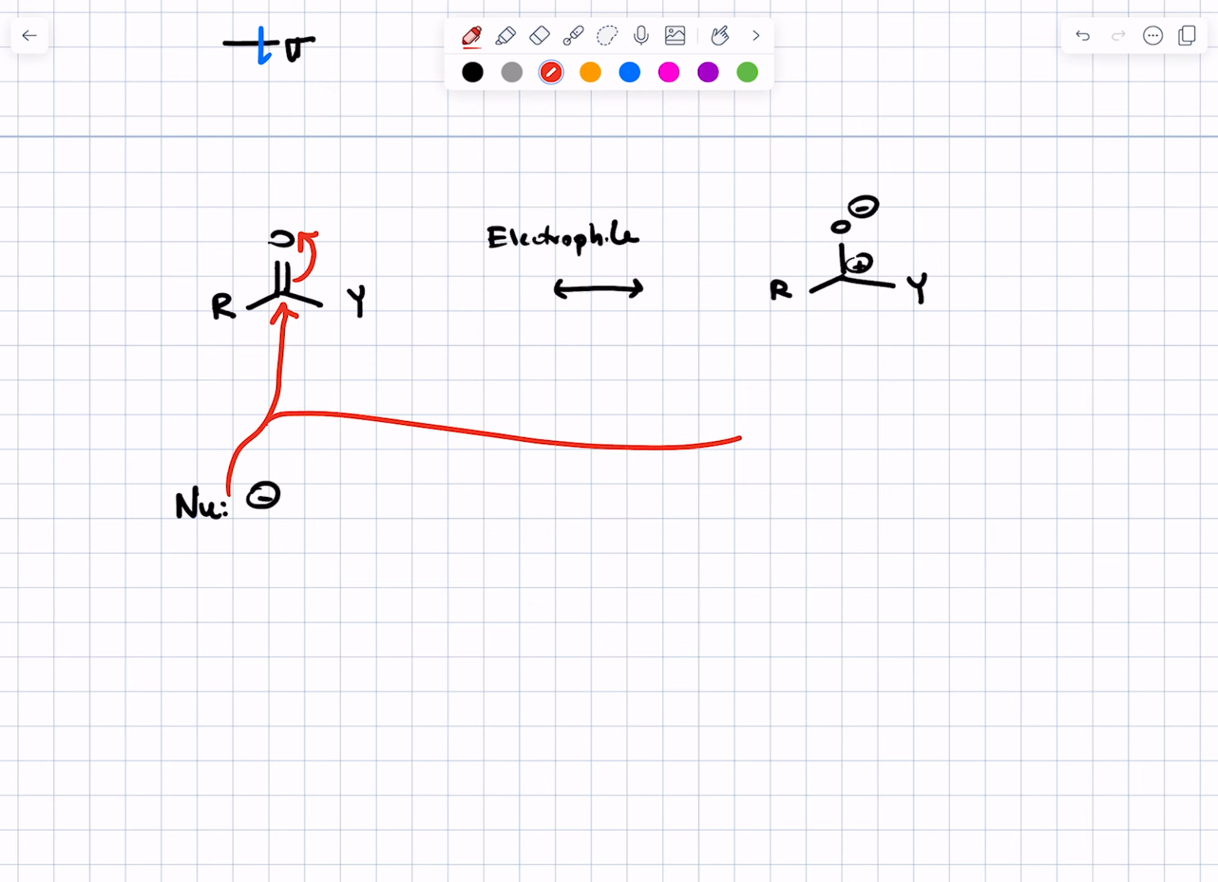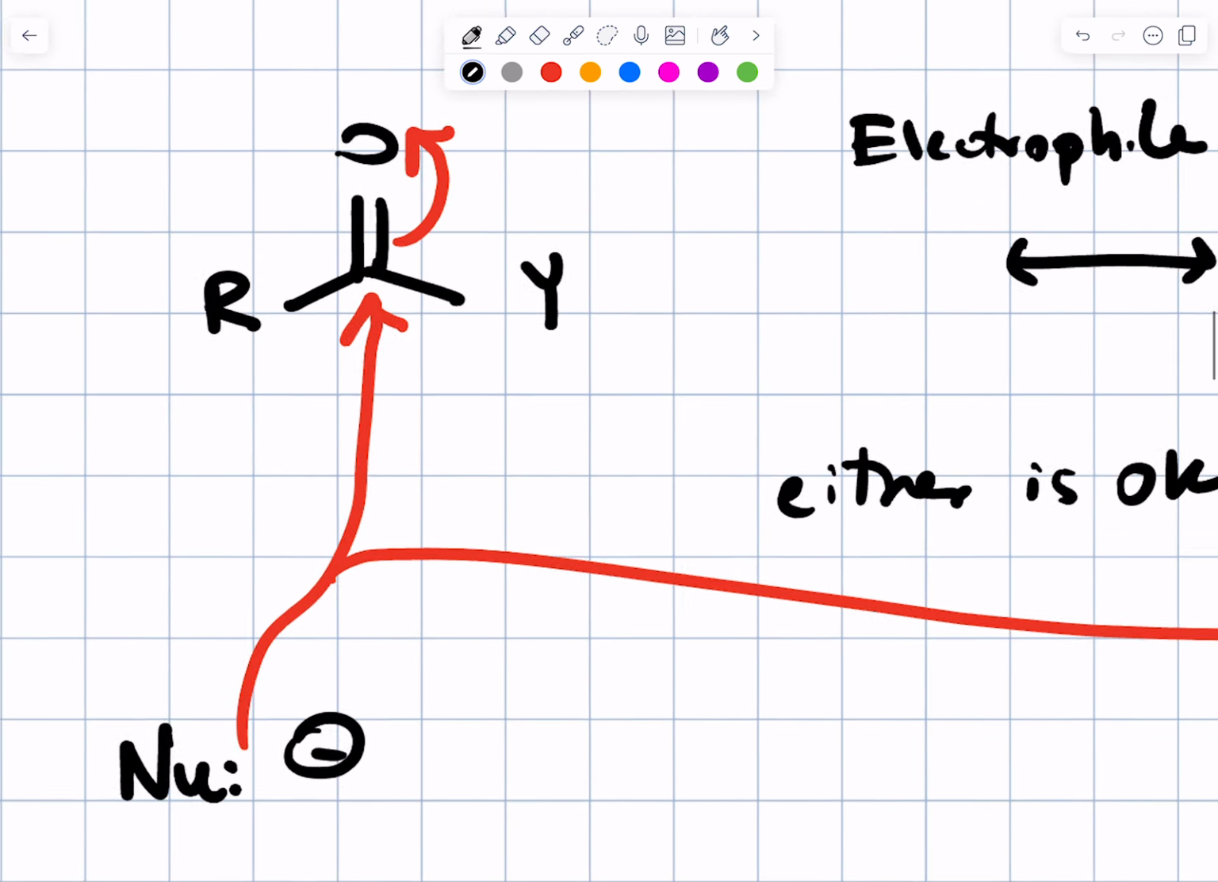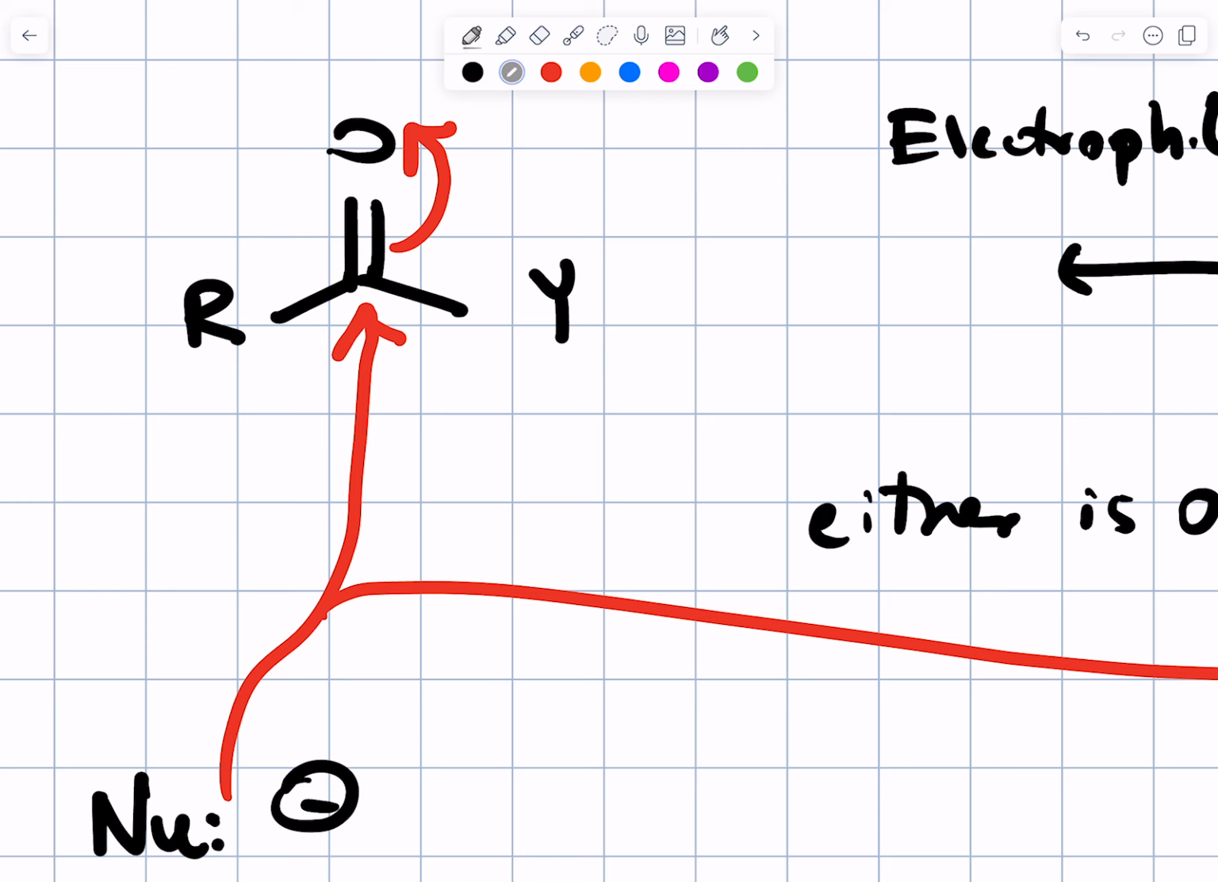Alternatively, I could have drawn this arrow straight towards the positive charge in that resonance structure. Either set of arrows is okay, because neither resonance structure is correct or incorrect. They're both incomplete descriptions of the same molecule. Now, let's repeat all of that, but from the perspective of what a nucleophile sees when it attacks a carbonyl compound and where its electrons can go.